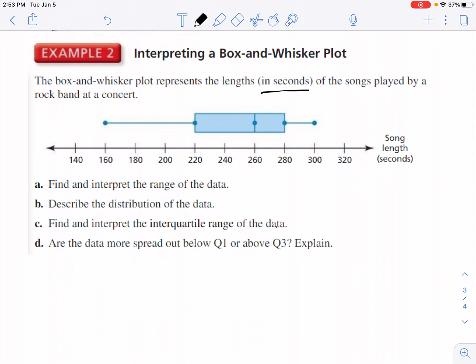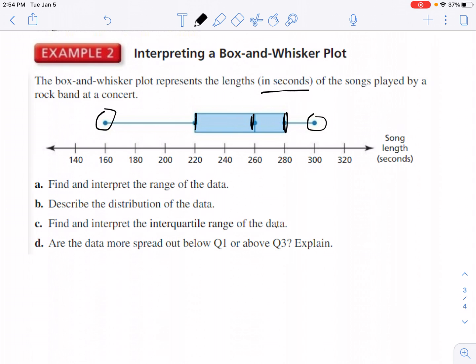Then if we take the data, find our 5-number summary, and create a box and whisker plot, this is what we would have. Okay, so notice the smallest value here is 160 seconds. The largest value is 300 seconds. The median, the middle number, is 260, Q1 is 220, and Q3 is 280. Okay, so that all represents the length of a song in terms of seconds.